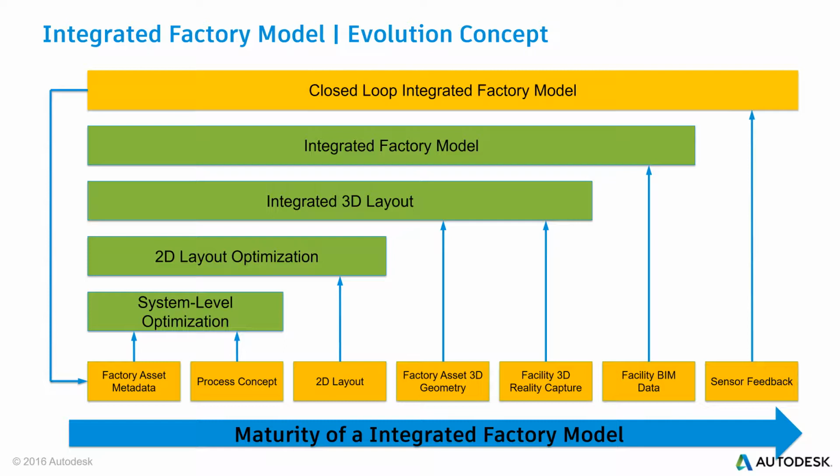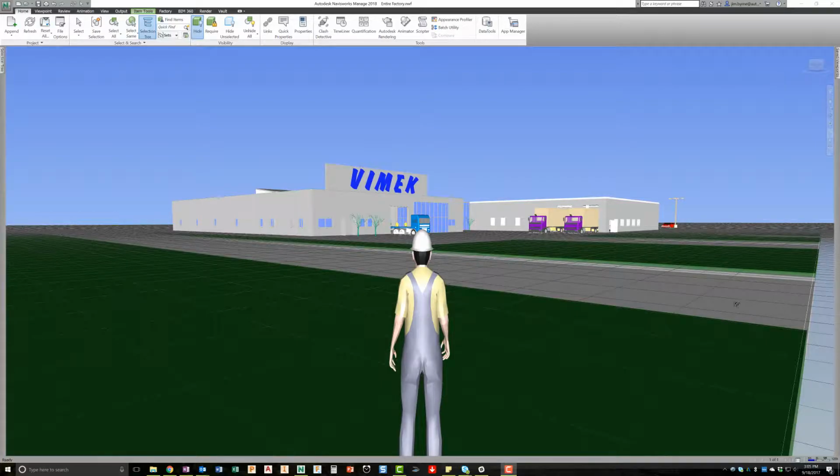Okay, enough of the slides. Let's take a look at a demonstration. Hopefully that at least provided some insight into what Autodesk is doing to address some of the challenges with making products in the factory.